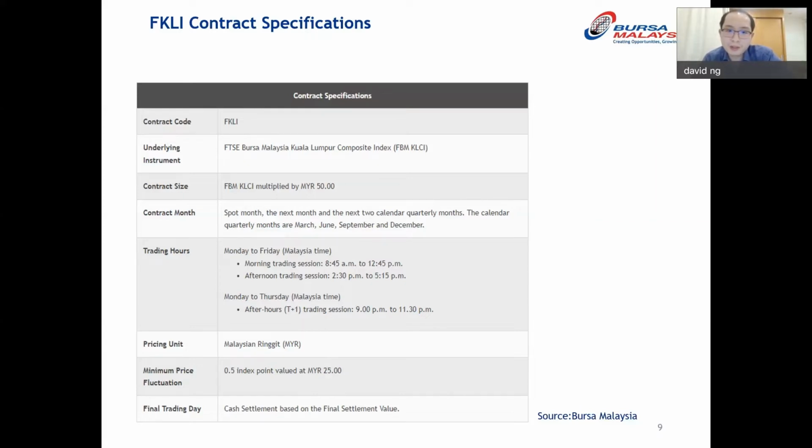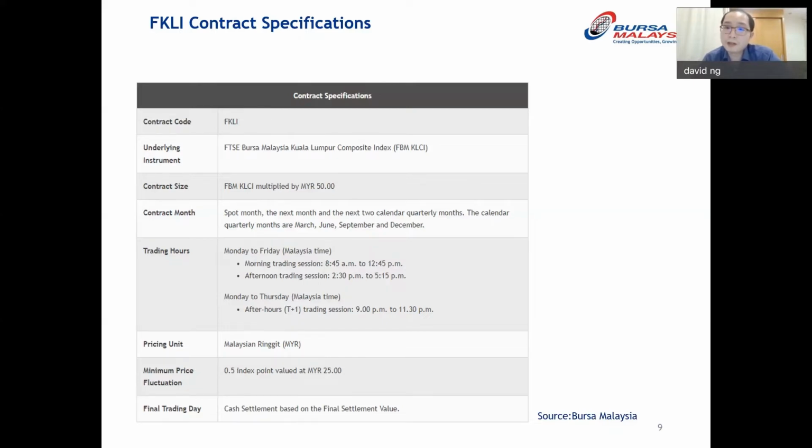So the minimum price fluctuation is half an index point, which is 0.5, and half an index point is worth 25 ringgit. So every 1 index point movement in KLCI index futures is equivalent to 50 ringgit in terms of the tick value. Settlement is always a cash settled contract, so there's no concern of physical settlement. Anyway, it's a stock index futures. It's not physically settled by nature.